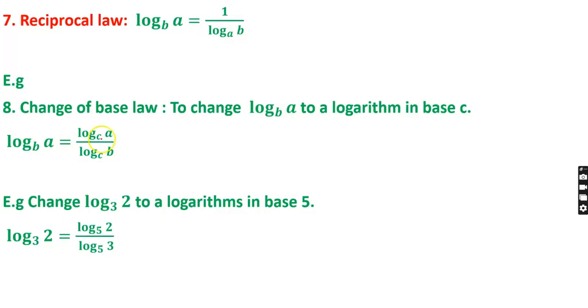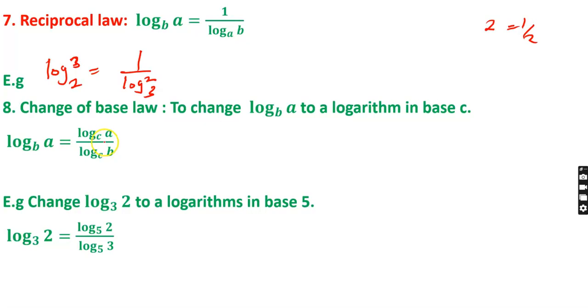Number 7, reciprocal log. This is like saying the reciprocal of 2 is 1 over 2, right? So if I have log a base b, the reciprocal of log a base b will give us 1 over log b base a. For example, if I have log 3 base 2, the reciprocal of log 3 base 2 is 1 over log 2 base 3. So that's that.